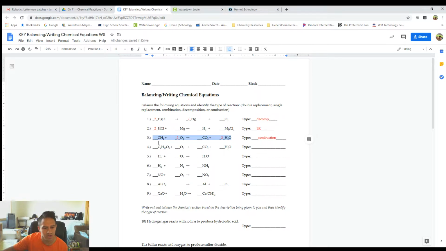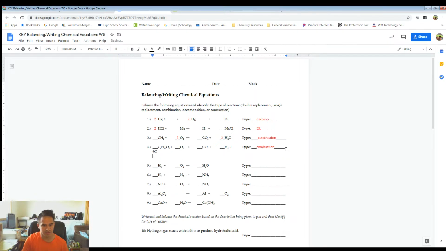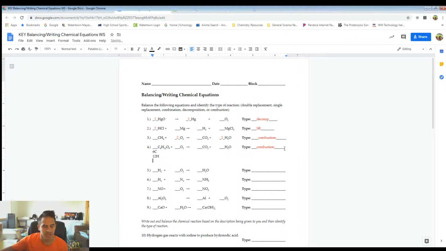So if we look at number 4, it pretty much looks exactly the same as number 3. The only difference is this carbon-based compound is different than this one, but otherwise everything else is exactly the same. So for number 4, we can already tell that this is going to be another combustion reaction. All right, as for balancing again, let's take a look here. So we have 6 carbons, 12 hydrogens, and as for oxygen, we have 6 here, plus we have 2 there, so that is a total of 8 oxygens.